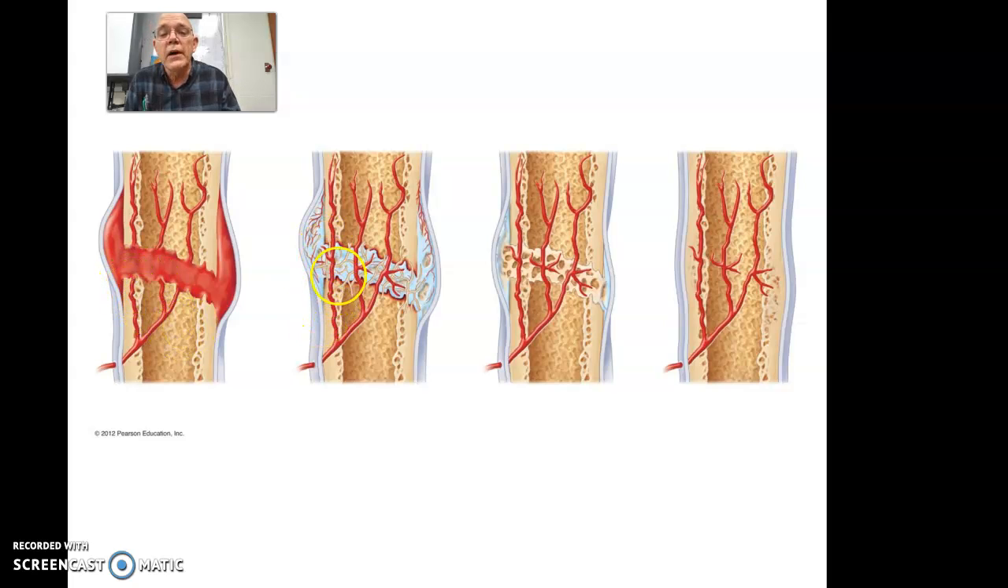Then the next thing is your body tries to start repairing things. It starts putting cartilage in here, and the cartilage comes in and tries to hold it together. The cartilage holds it together, but it is not solid.